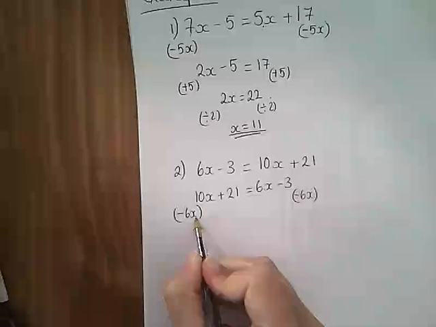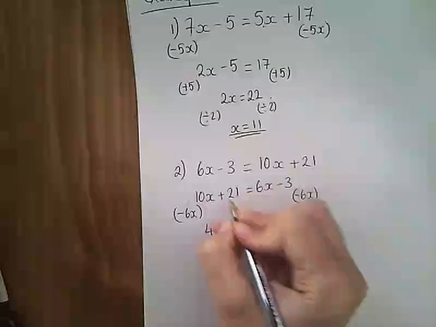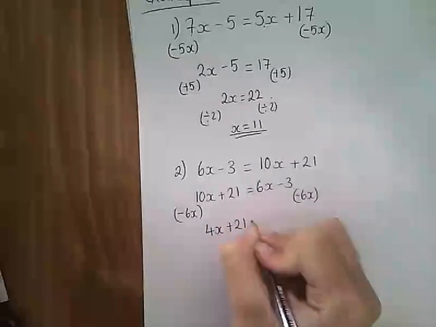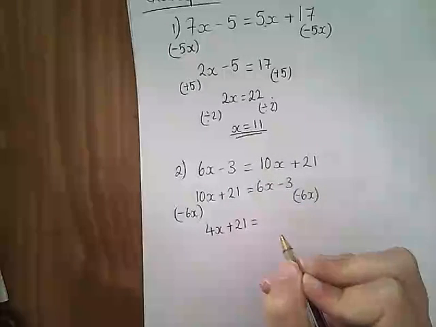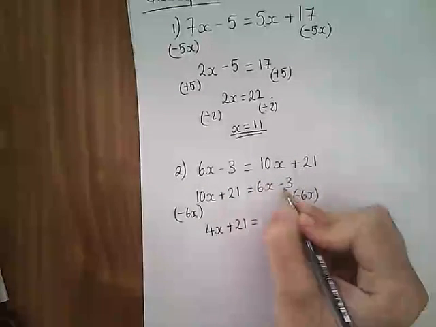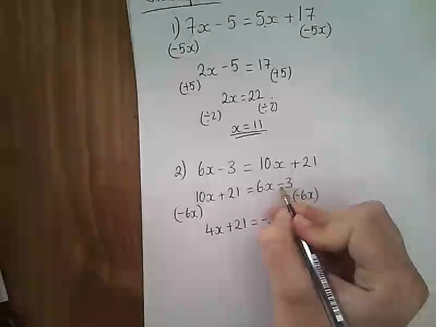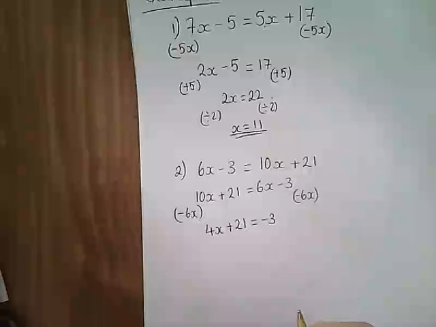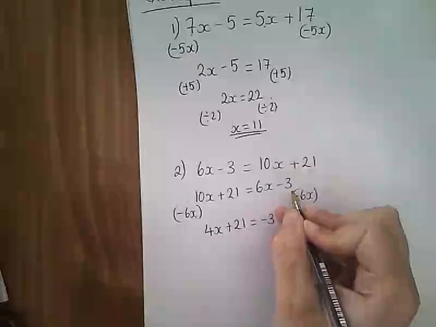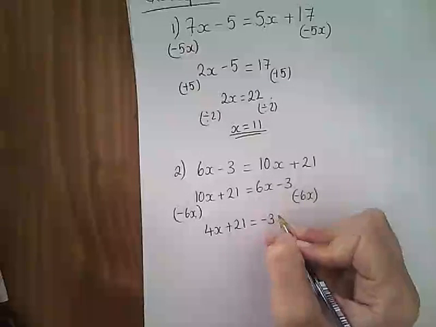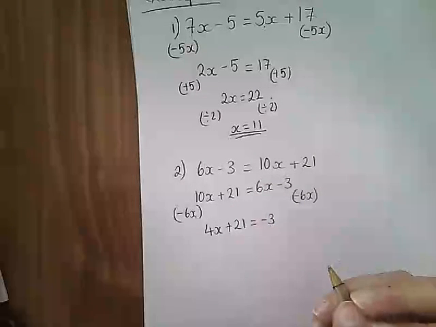10x take away 6x is 4x. We've not done anything to the 21. And left over here, what are we left with? We are left with minus 3. Okay, make sure you keep the minus on there. If it was just positive 3, we would just write 3. We wouldn't write plus 3, although I suppose you could if you really wanted to.